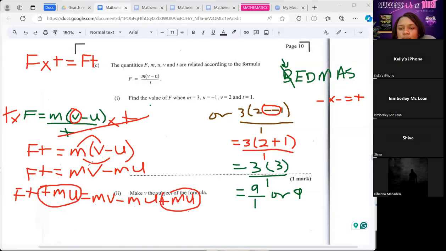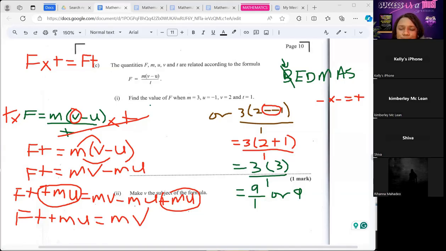So again, does anybody have any questions about this? What's the next thing we have to do? I needed to drop something out of here. So this and that is equal to MV. So at this point, what do we do?